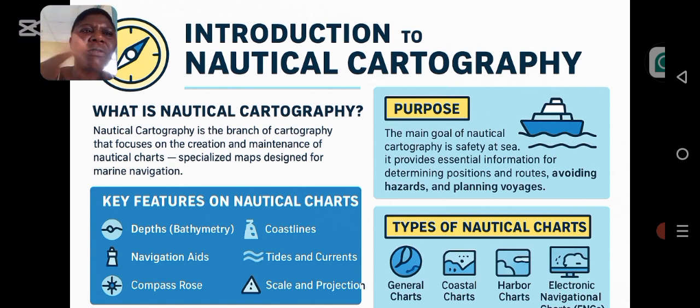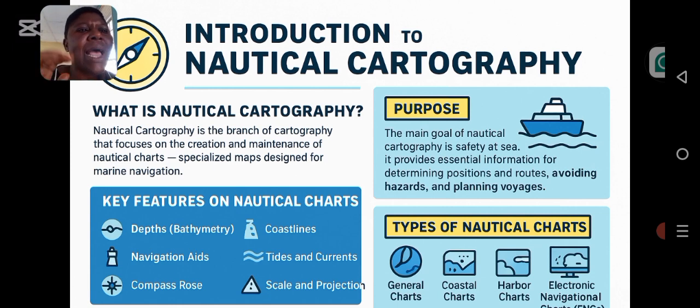So there are various types of nautical chart. Just as we have on the land, there are various types of nautical chart. We have the general chart. This general chart covers a very large water body like an ocean, sea, and the likes. It could be the Pacific Ocean, the Atlantic Ocean, the Caribbean Sea, and the likes. So the general chart is used for that.